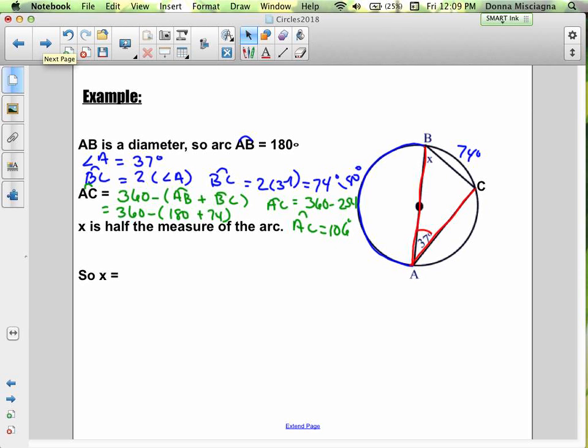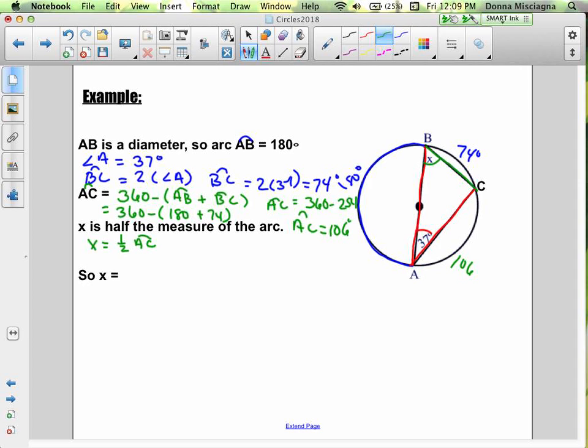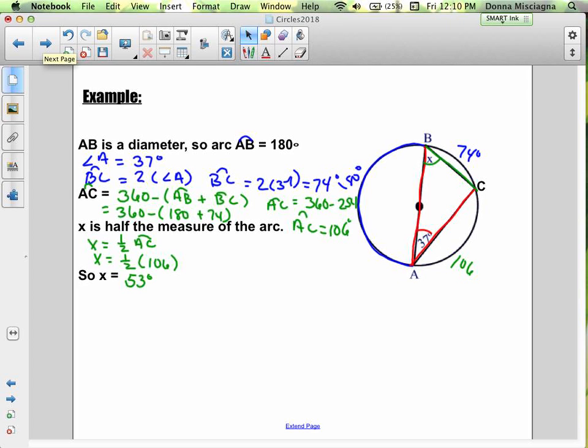Angle B is half the measure of the arc. That is an inscribed angle. Arc AC here is 106. So that means that angle B is going to be equal to half of arc AC. Since AC is 106 degrees, angle B here has to be equal to 53 degrees. Right? So just because it's a triangle doesn't make it any different in finding the inscribed angles. Angles are still half the arc.